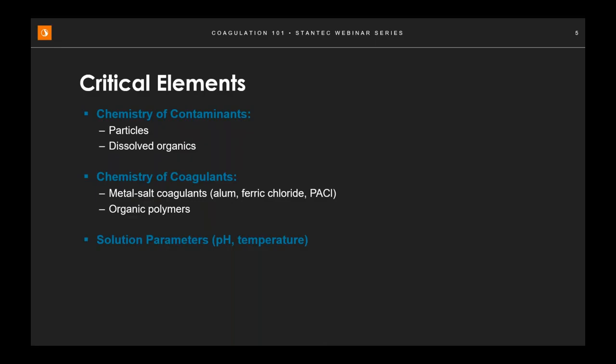So the critical elements in this: we're going to talk about the chemistry of the contaminants, the particles, and those dissolved organics. We're going to talk about the chemistry of the coagulants, and there are some subtle differences between the different metal salt coagulants that we have, whether they're aluminum based, alum, polyaluminum chloride, or whether they're ferric based. We're going to talk a bit about organic polymers, and then we're going to talk about the solution parameters, and pH is the most important parameter that we're going to talk about today. It just affects absolutely everything.